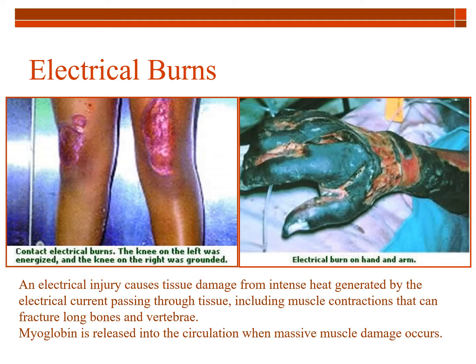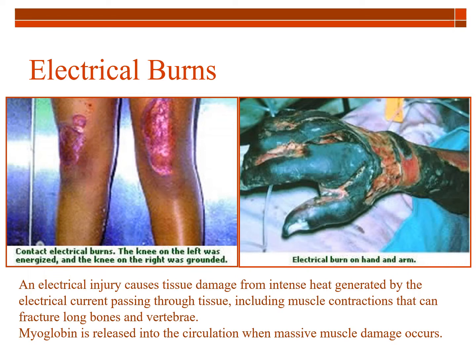Let's look at some injuries caused by electrical burns. As we said, an electrical burn causes tissue damage from intense heat generated by the electrical current passing through the tissue, including muscle contractions that are strong enough to fracture long bones and vertebrae. Myoglobin is released into the circulation when massive muscle damage occurs.